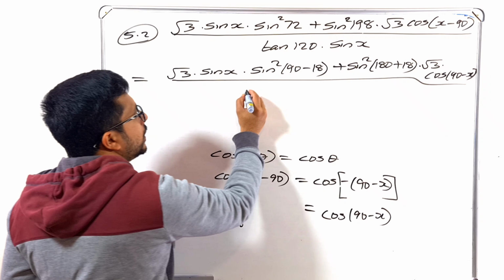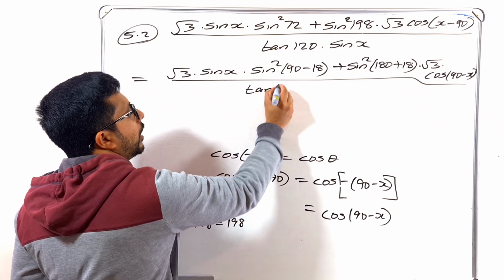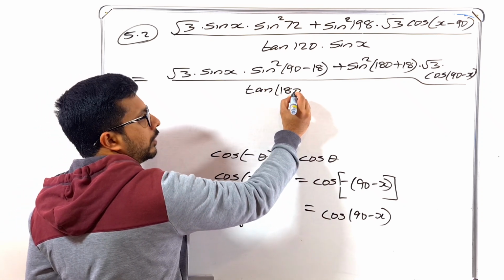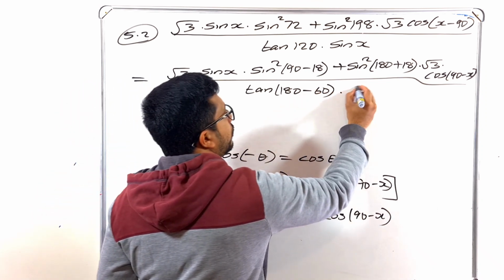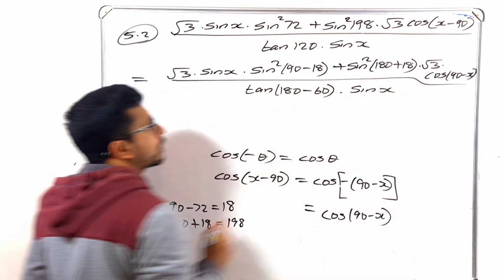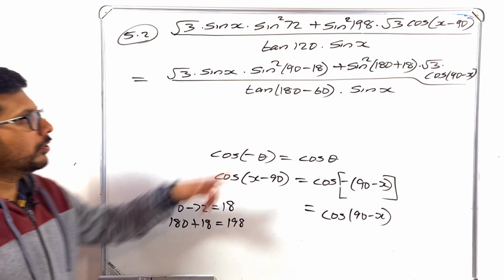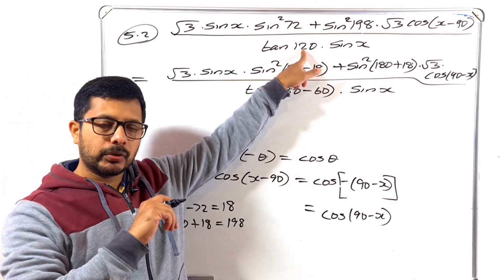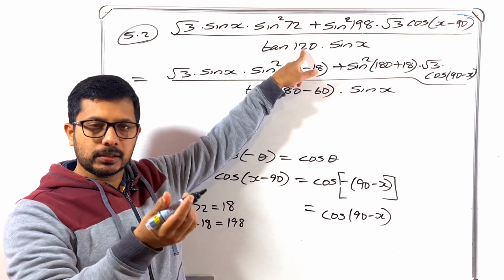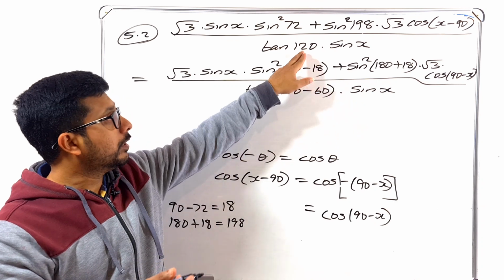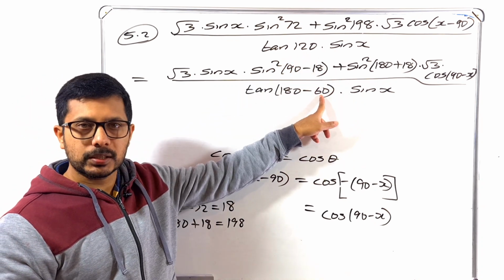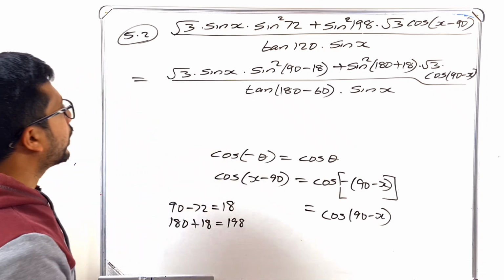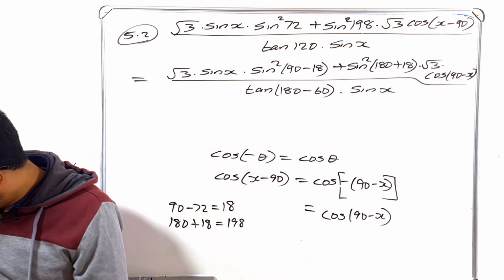tan 120. Tan 120 is tan of 120, second quadrant. So 180 minus 60, into sine x. Okay, 120 is in the second quadrant. Second quadrant, how can you write? 180 minus the reference angle. 180 minus which angle is 120? 180 minus 60. Okay, now what is the next step?